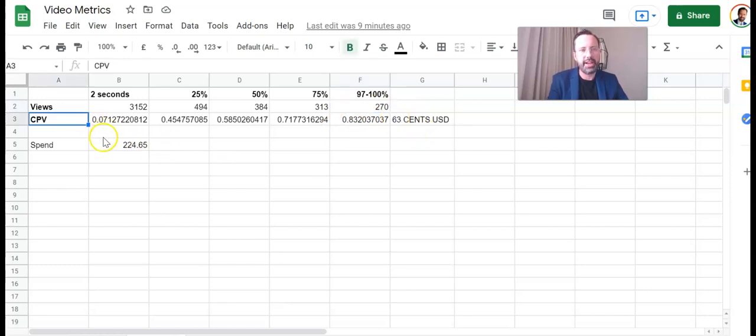And now what I'm looking at is the total spend here, which is 224 Australian dollars. And I'm just dividing that by the number of views in each case. So we see that it was 7 cents to get people to watch 2 seconds, 45 cents to get them to watch a quarter of the video, about 60 cents to get them to watch half the video, 71 cents to get 75% of the video, and 83 cents to get people to actually watch the full video.